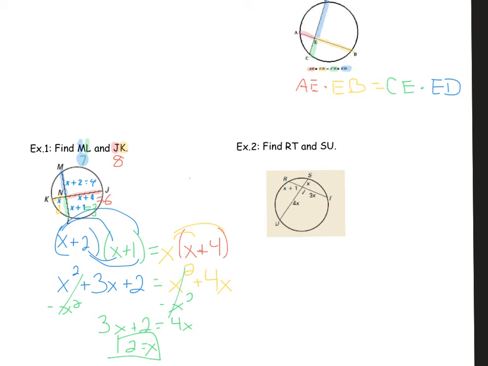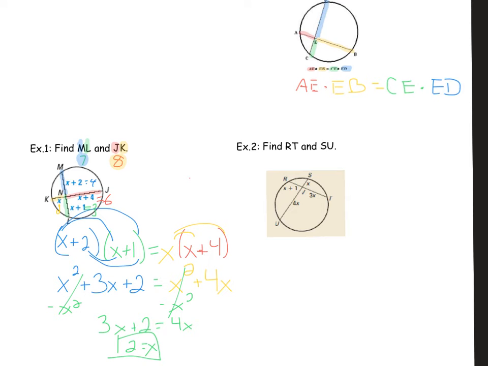And I'm going to highlight that in yellow. So again, the color scheme matches. Okay, so you multiply the 2 pieces of each chord, set them equal, and solve that equation. We're going to go ahead and look at another one here.